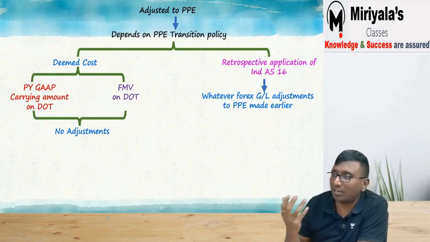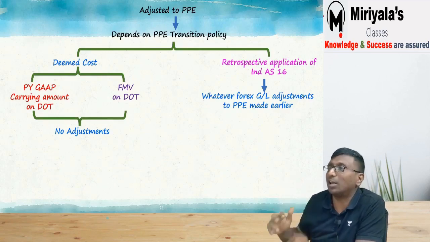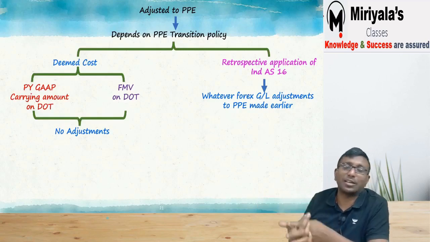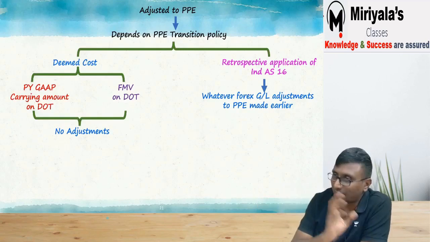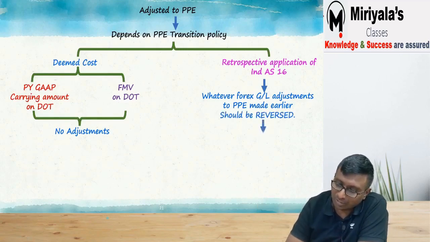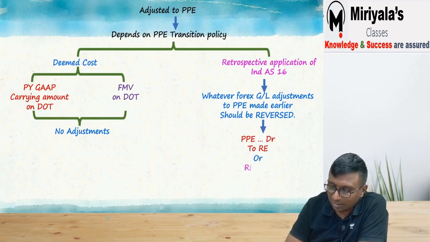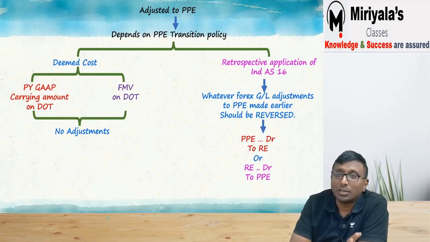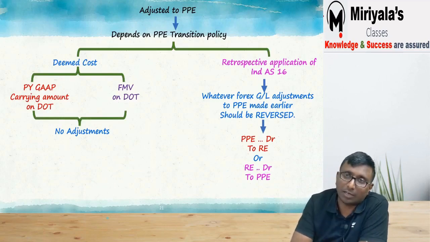Okay, everybody in the world has got an option of previous year GAAP का carrying amount ले लो करके option है. Nobody follows it. Internationally only, not nationally. Okay, just forget about it. Everything should be reversed. That time PPE account debit to retained earnings or retained earnings account debit to PPE. Obviously, this is what will happen with respect to first time adoption situation.